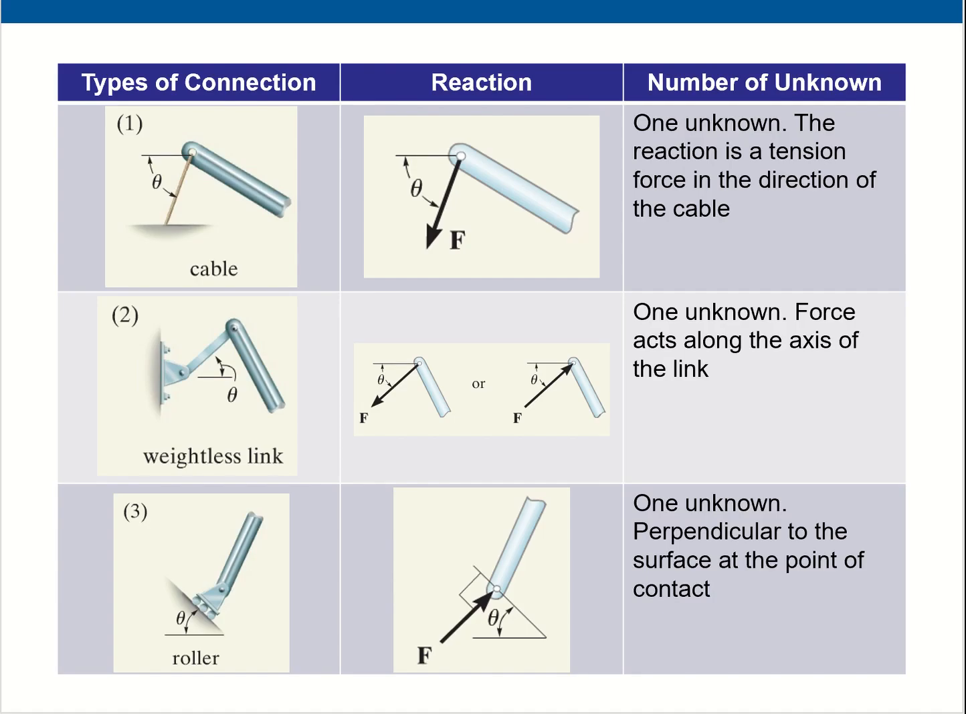Let's look at the other examples. We have a cable. Cable has only 1 unknown with angles. So this is the reactive force. How about the roller? Roller has only 1 support reaction, but if you look at the direction of the support reaction, it should be perpendicular to the surface. This is perpendicular.